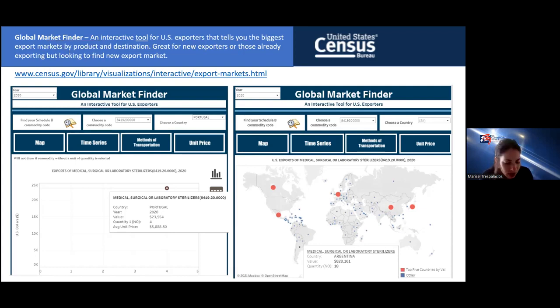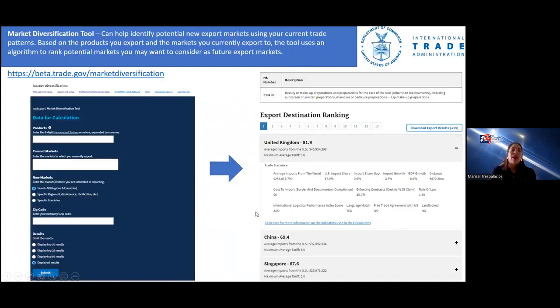Let me move this. What year are we talking about? 2020. So in 2020, from the US, there were 18 of these lab sterilizers going into Argentina. And the total were almost $1 million. Okay, so again, it's all about putting things in perspective and comparing. And the Global Market Finder, I think it's a phenomenal tool.